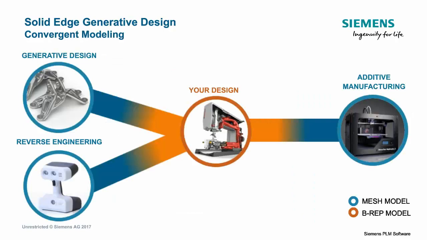An important aspect of the Solid Edge approach to design is that it enables you to combine mesh models and BREP models in one environment. It does this using Siemens convergent modeling technology. In addition to supporting generative design, convergent modeling also supports reverse engineering, the process of scanning real parts to create CAD models. This process also results in the creation of mesh-based models. And for manufacturing, new additive manufacturing techniques are also based on mesh models.